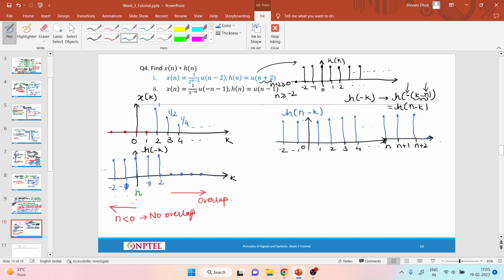And what do we need to know? This x of k, h of n minus k. We want to know how much overlap we have. So from where to where will the overlap be? See, the first non-zero value is at 2, so my overlap will start from here. My overlap of this equation, x of k into h of n minus k, will start from here and go on till n plus 2, because after that, h of n minus k becomes 0. So this is my range of overlap.